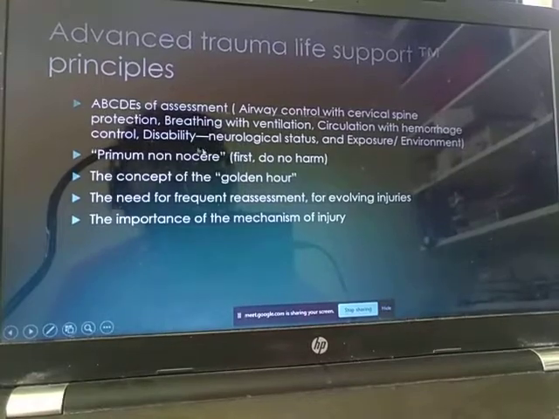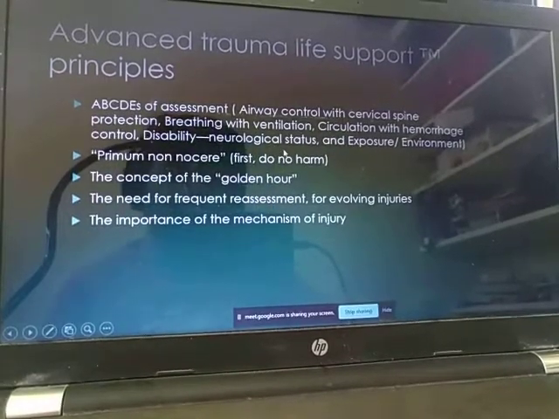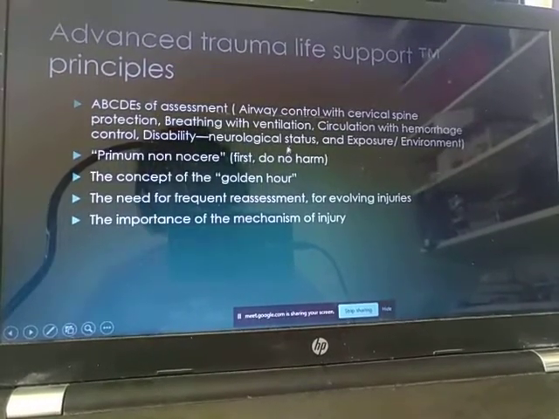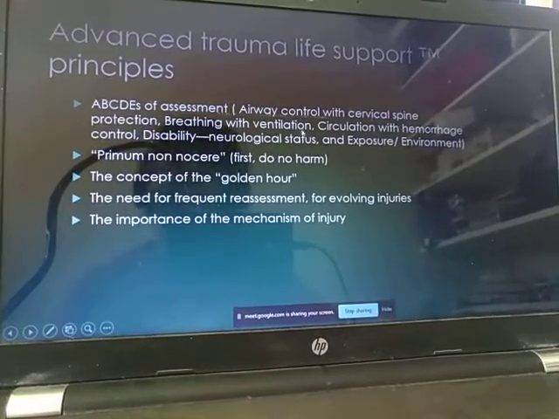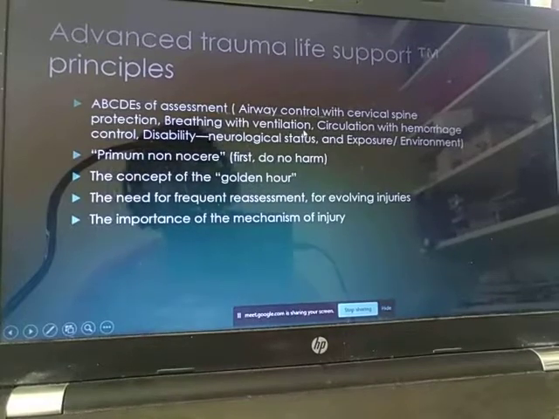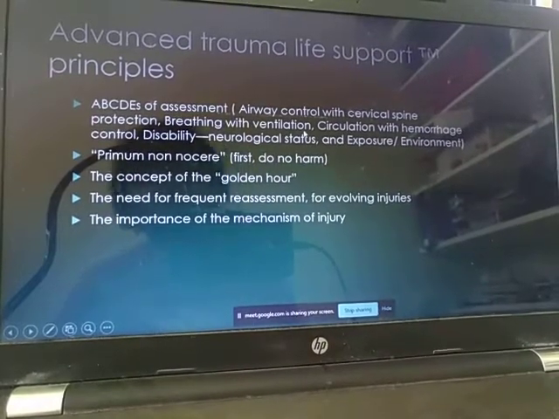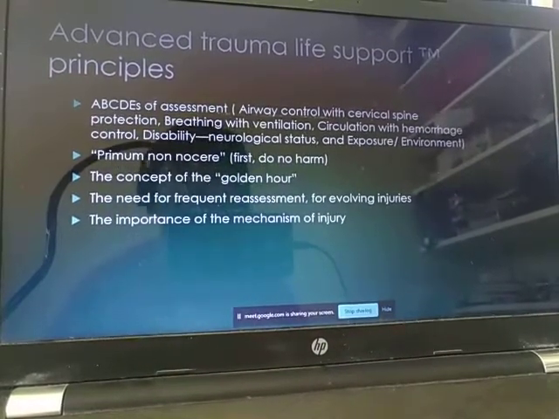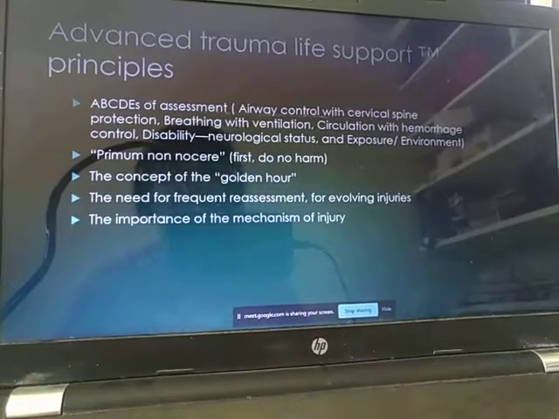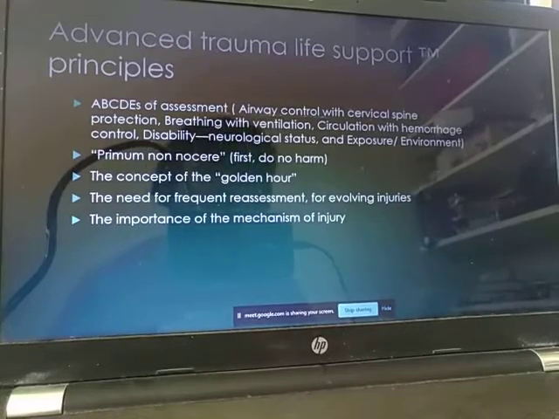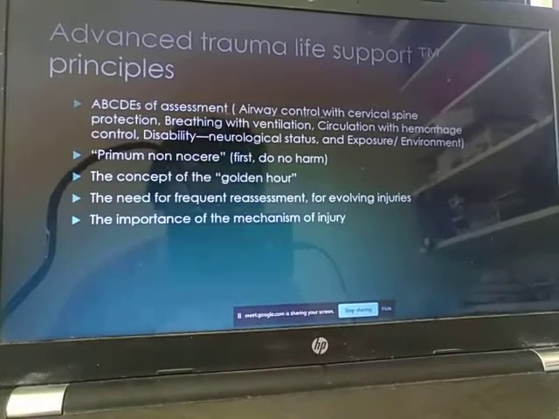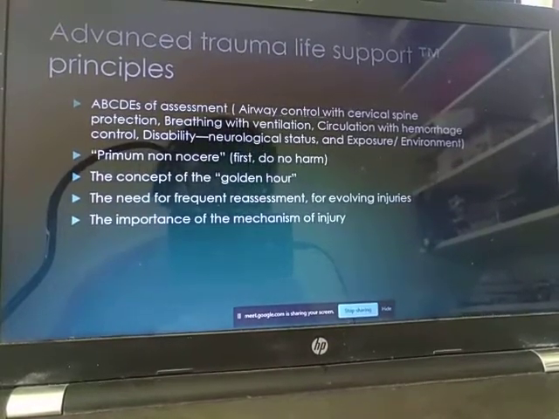D is for disability, neurological status. For us, the disability section will be checking the optic nerve and the oculomotor nerves using the light reaction, to check if the pupils are constricting or not. So if a patient has both the pupils in a dilated state for a long period of time, with no reaction to light, it is generally thought that the patient might be brain dead.